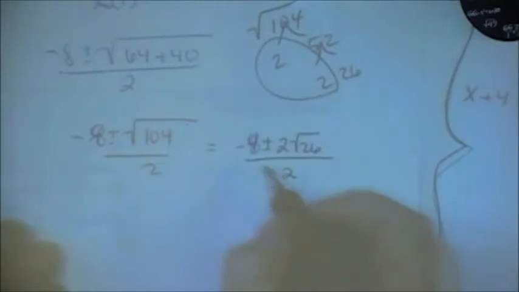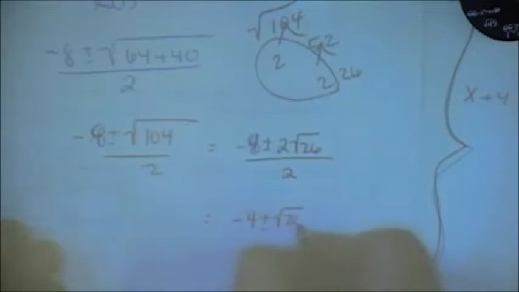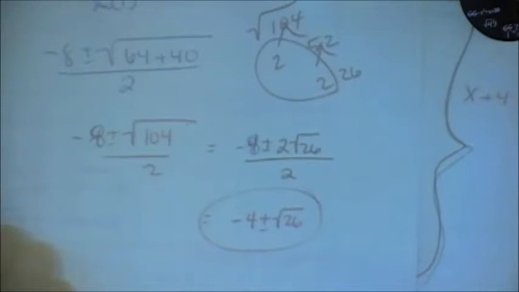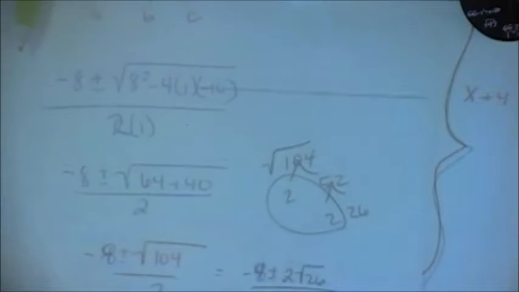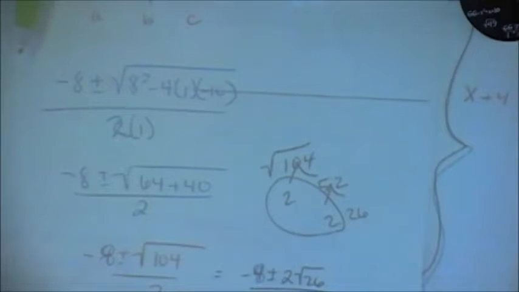It becomes negative 4 plus or minus square root 26. Which is exactly the same thing we got when we completed the square. So it's just another way of doing the same thing. But an easier way, don't you think? I think so too. I think it's way easier. Plus, we're going to need it when we get to conic sections, which is what comes next, which we'll start on Monday. But we're going to complete the square today first.